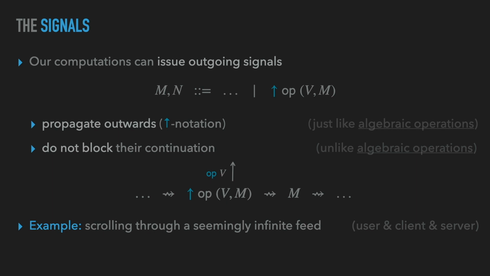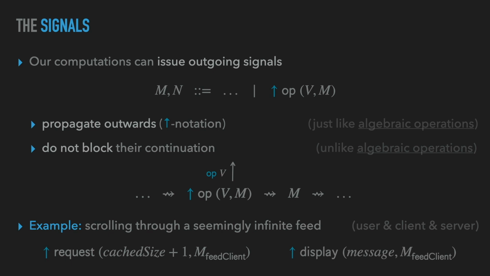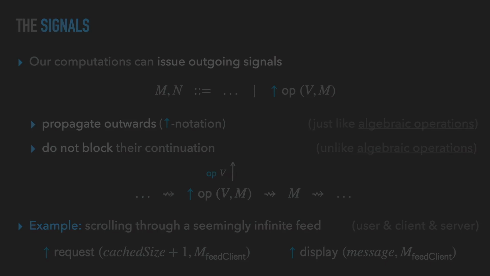Now, in this situation, there are a couple of signals that we could be interested in. First of all, there is a signal that the client process could send to the server so as to request extra data when its cache is starting to run empty. And also there is a signal that the client process could send to some display process so as to display a message to the user.